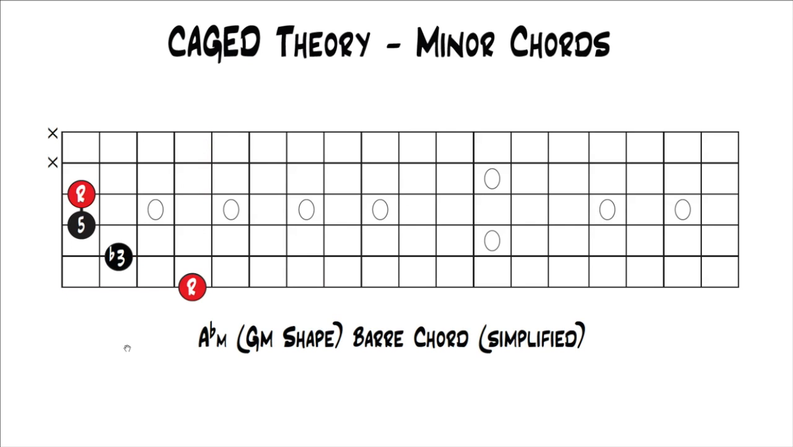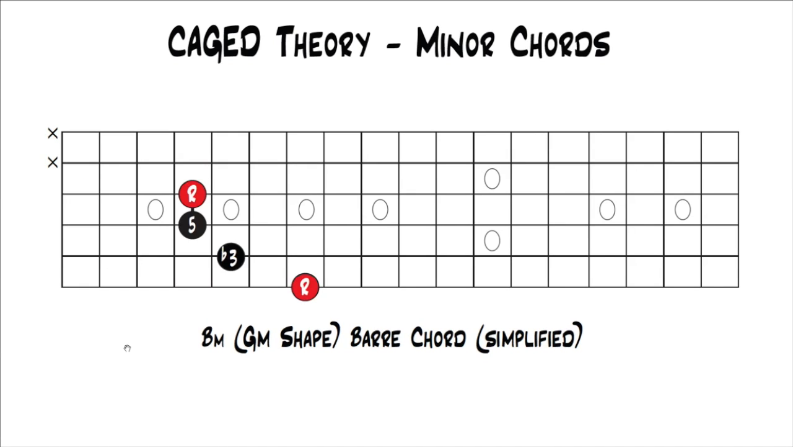But this is a useful shape to use in certain situations as well. Then if we go back to the one that has the root on the lowest note, this simplified version of the G minor bar chord shape, we can move this anywhere up the fretboard. If we move the lowest note up to the 7th fret, we'd end up with a B minor bar chord using the G minor shape, because our root notes are on B now.